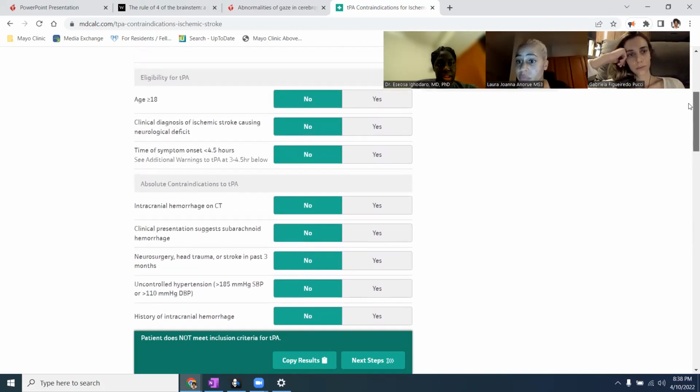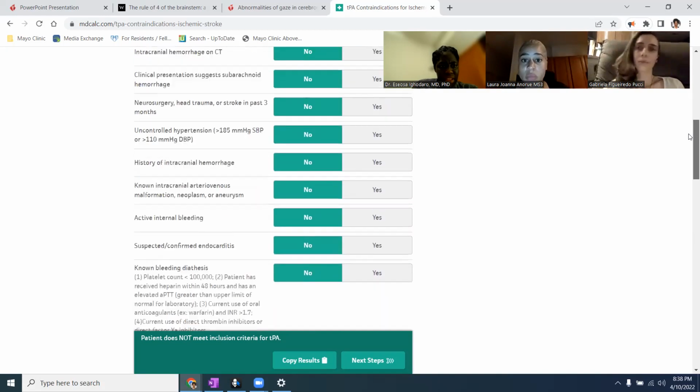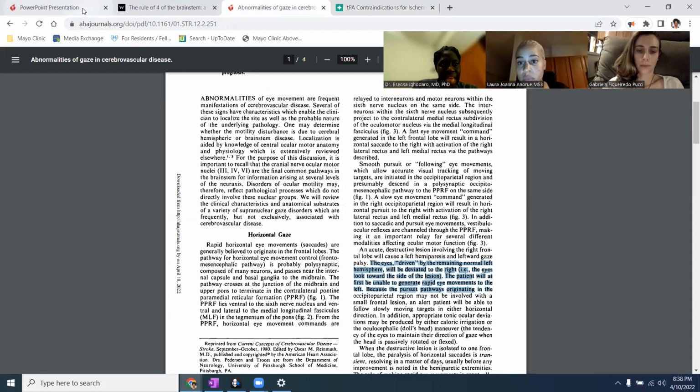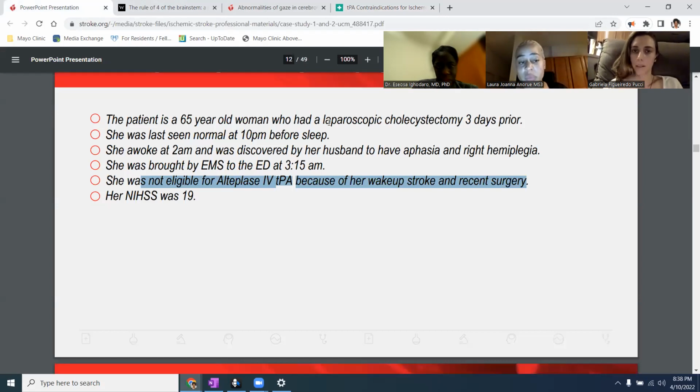Yeah, and I'm looking here on MDCalc, and you guys are all right. It says relative contraindications is major surgery or serious non-head trauma, and this is an elective, and it's laparoscopic, not like they cut her open. It's not open, and it looks like 3 days prior, meaning she went home. She really wasn't in the hospital. She did it, wham, bam, thank you ma'am, went home.